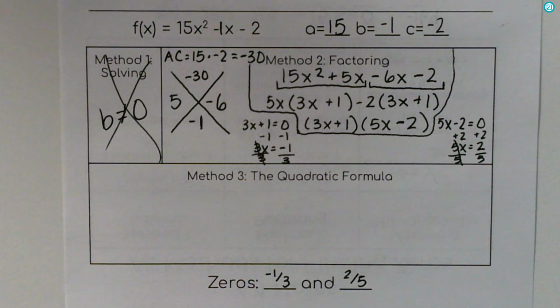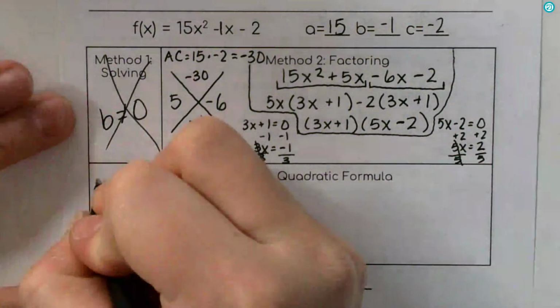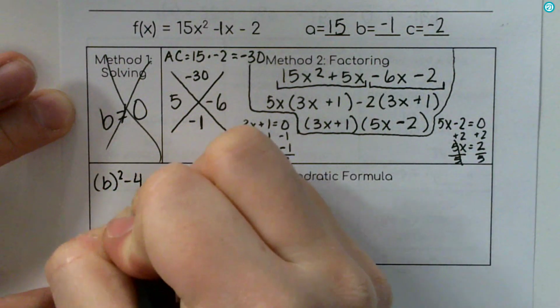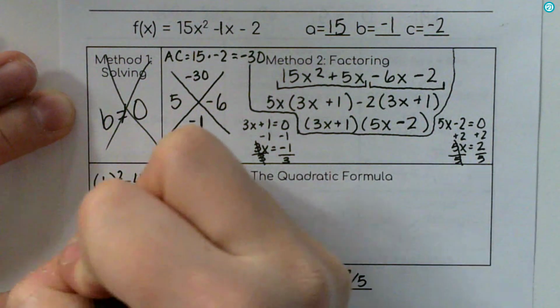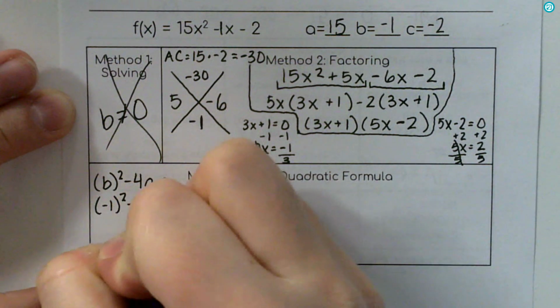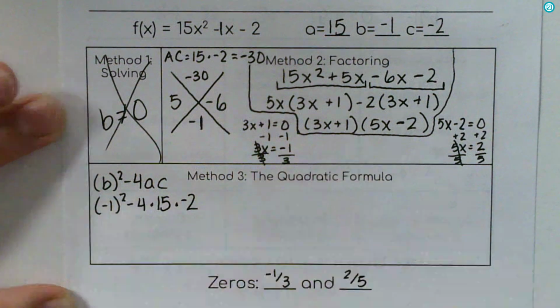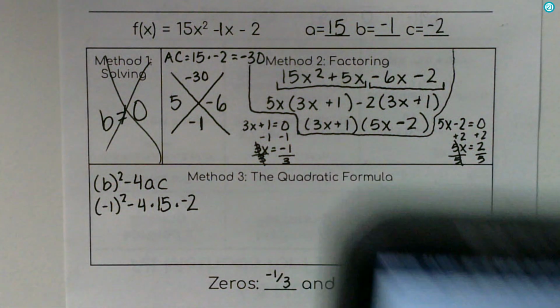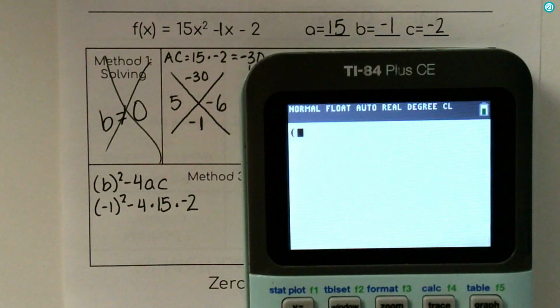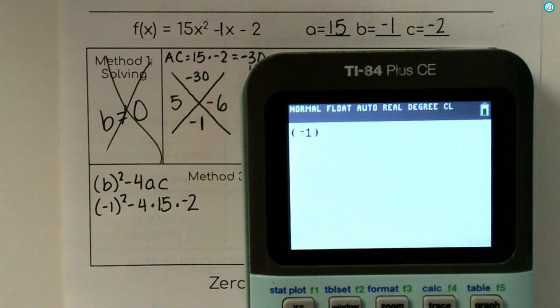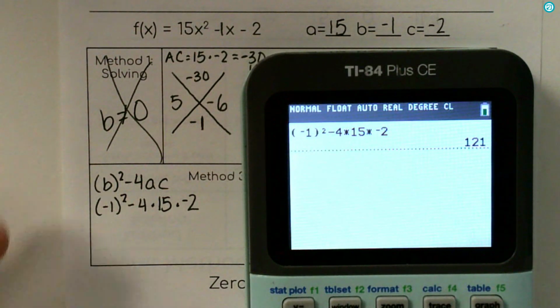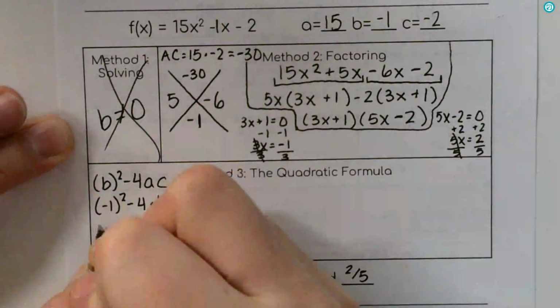Okay, last problem, we're going to find the discriminant first. So we'll do b squared minus 4ac. My b value is negative 1, so I'm doing negative 1 squared minus 4 times my a value is 15 times my c value is negative 2. I think this ends up being my most reasonable discriminant of the day, of the notes. Negative 1 squared minus 4 times 15 times negative 2. Oh, negative 2. I get 121. So I have 121 as my discriminant.